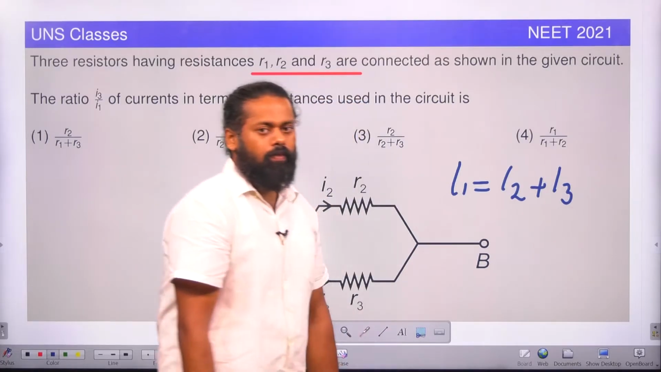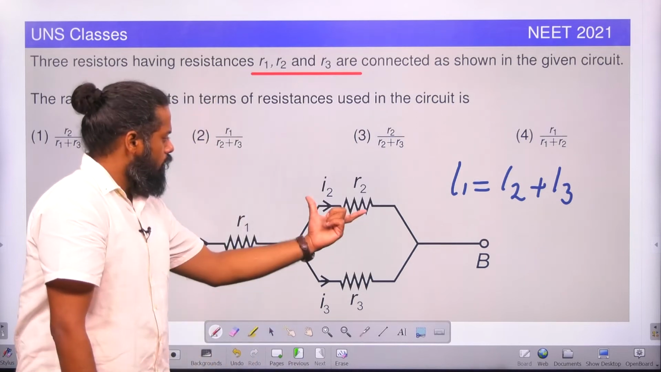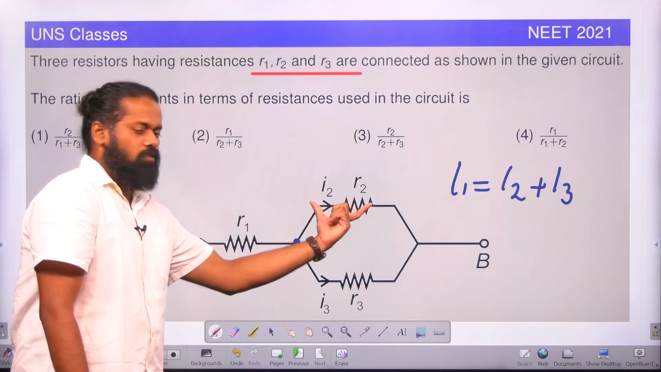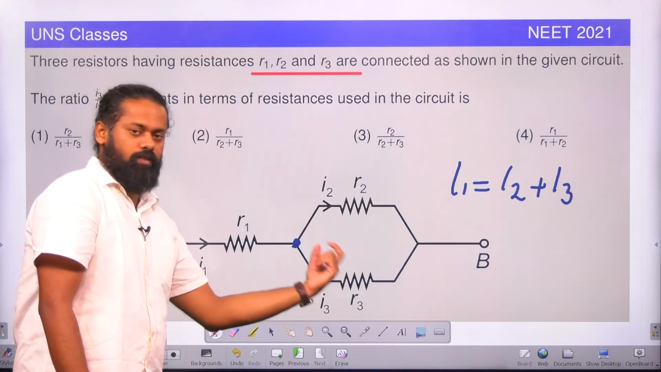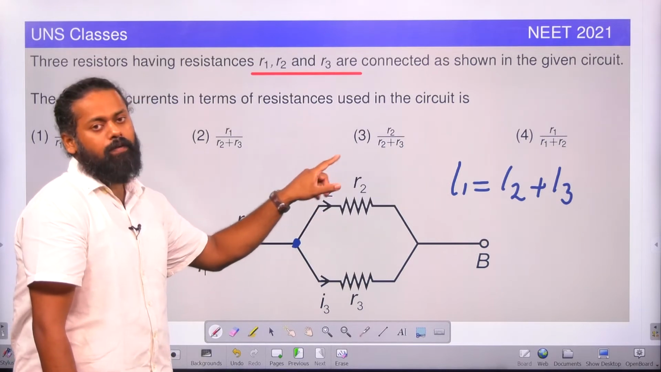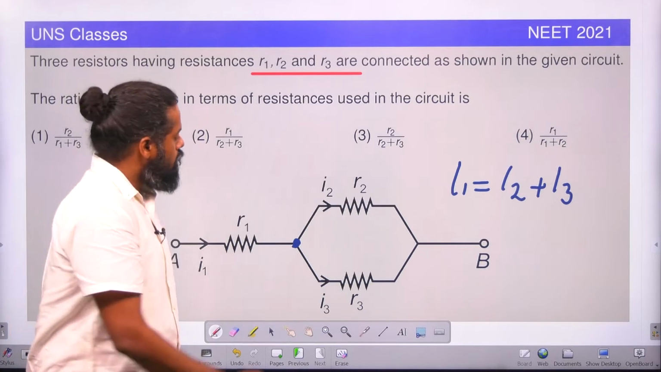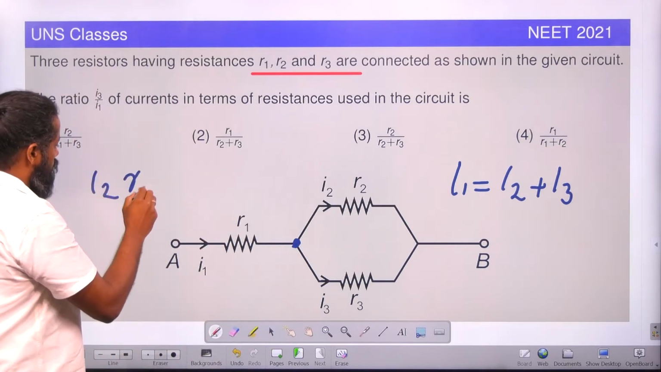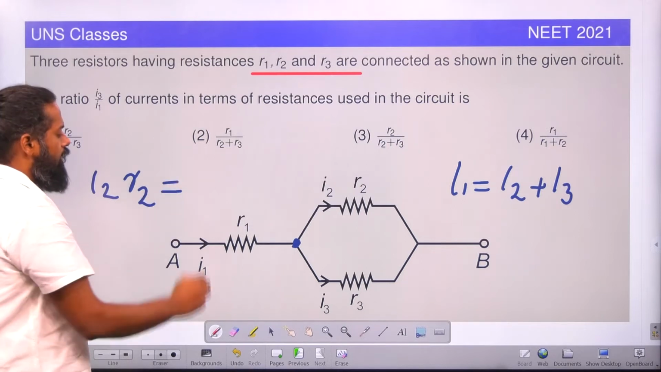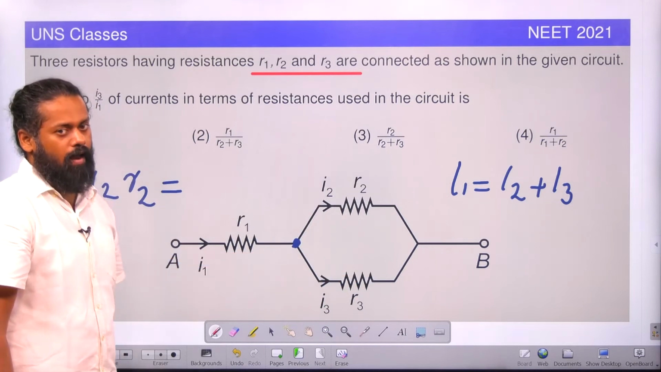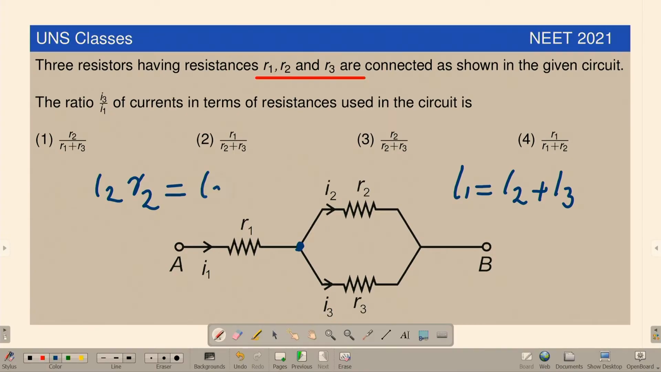Let it be there. Now, here you know that this is a parallel connection. Voltage drop across this resistor should be exactly equal to this. That is the second concept. What is the voltage drop here? Current multiplied by resistance. So here the voltage drop in the upper branch is I2 multiplied by R2. That should be exactly equal to the drop in the lower branch because both are connected in parallel form. So we can say that is equal to I3 multiplied by R3.